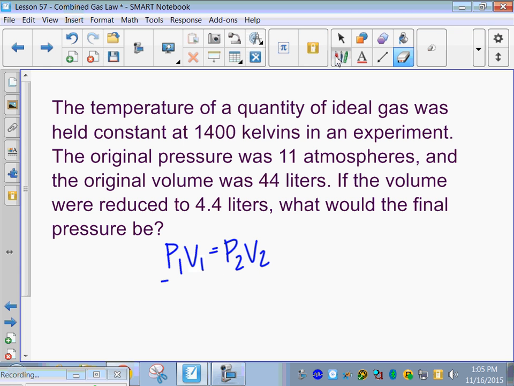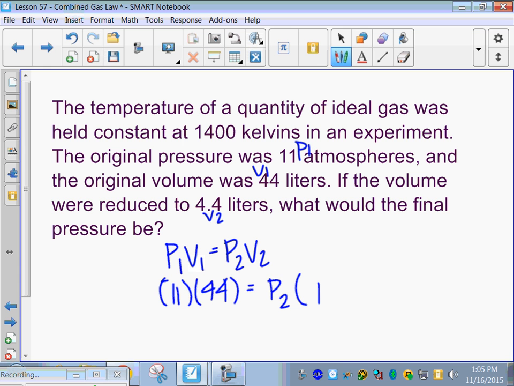And we're going to go through and plug stuff in. So the original pressure was 11 atmospheres, so that's going to be my P1. The original volume was 44 liters, so that's going to be my V1. And they changed the volume to 4.4 liters, so that's my second volume. Now I'm going to go back and plug in: my P1 was 11, my V1 was 44, equals, we're looking for the final pressure, so it stays a variable, and our second volume was 4.4.